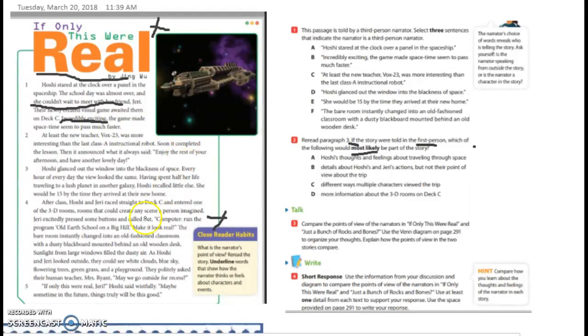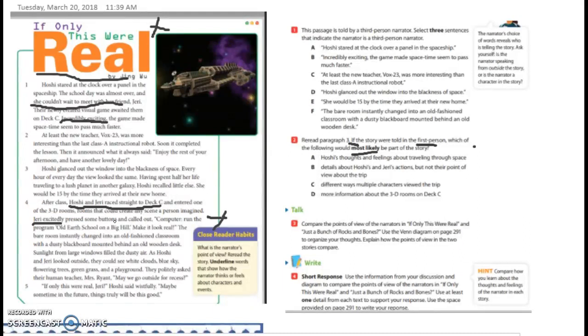Next, all the way down at paragraph 4, it says, Hoshi and Jerry raced straight to deck C. Those are events told about both the characters that we have in this story. It also says here, Jerry excitedly pressed the buttons. So how is Jerry feeling right there? Good, I hope you said excited.